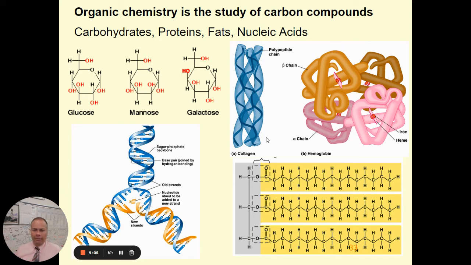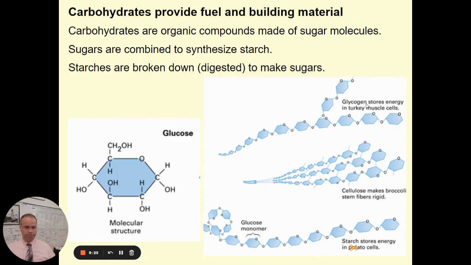So here we have some of the biomolecules. We have the carbohydrates, we have the proteins, we have the lipids, and we have the nucleic acids. One important thing to take note of is the proteins. The shape of a protein is what is so important about it. The shape of a protein dictates how it functions, what it does.